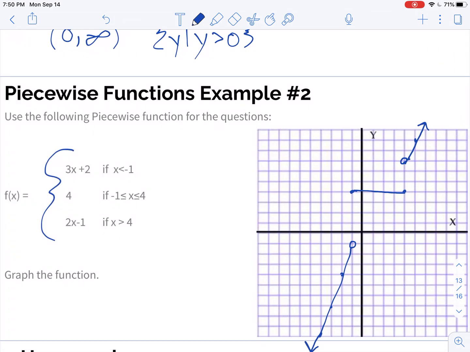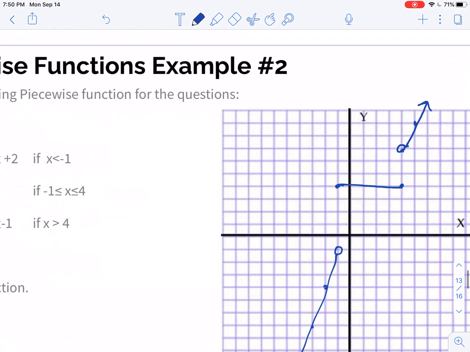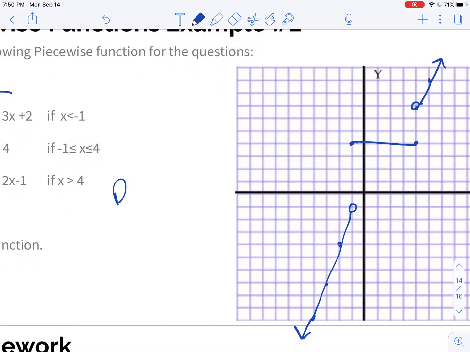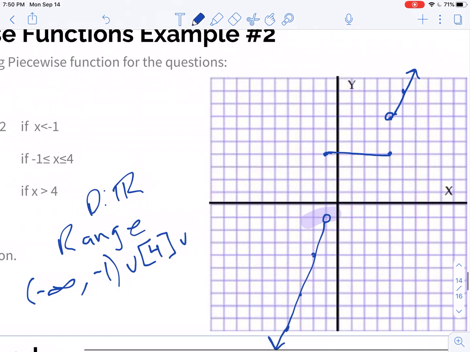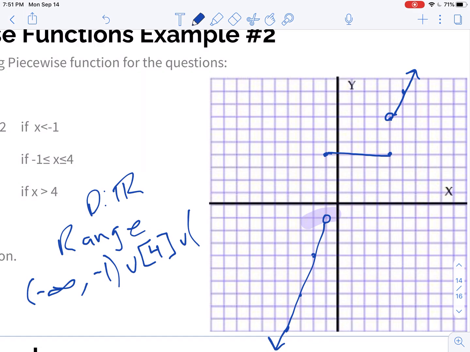This graph would have a domain of all real numbers. The range on this graph would be really funky. So your domain here is all real numbers. We have everything included. Your range would be from -infinity until -1, because it stops right here at -1, union, and it would be a parenthesis because that's an open circle, it's not a closed circle. In brackets, you would just put 4, union. It starts again at 7 and goes on to infinity.